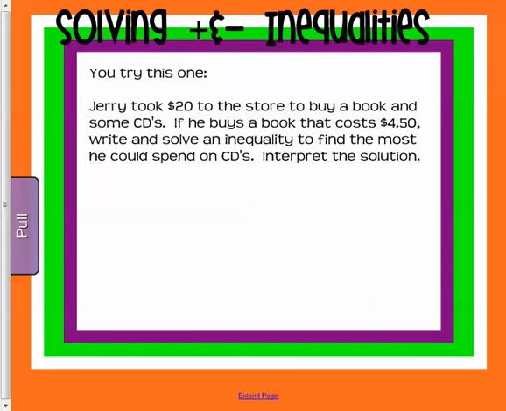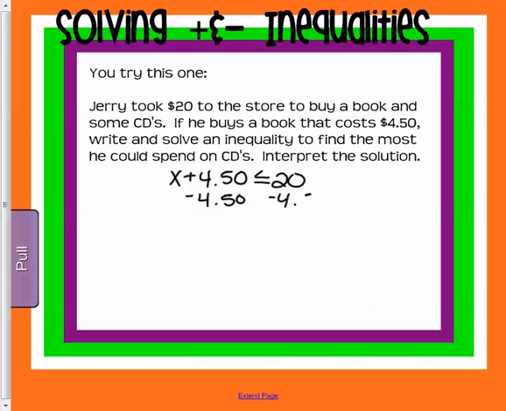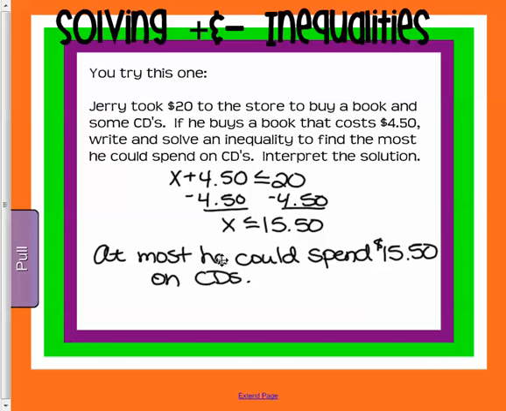All right, so in this one, we don't know how much he's spending on CDs, but we know he's buying a $4.50 book. We also know that he can't spend more than $20, so 20 has to be greater than the amount that he spends. It could be equal to the amount that he spends, though. So if we take $4.50 away from both sides, we're left with x is greater than or equal to $15.50. So what does this mean? Let's interpret it. You could write, at most, he could spend $15.50 on CDs.